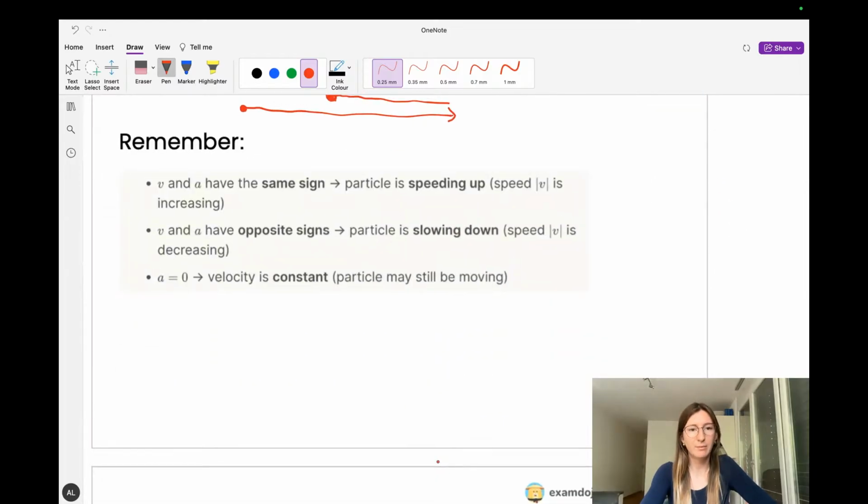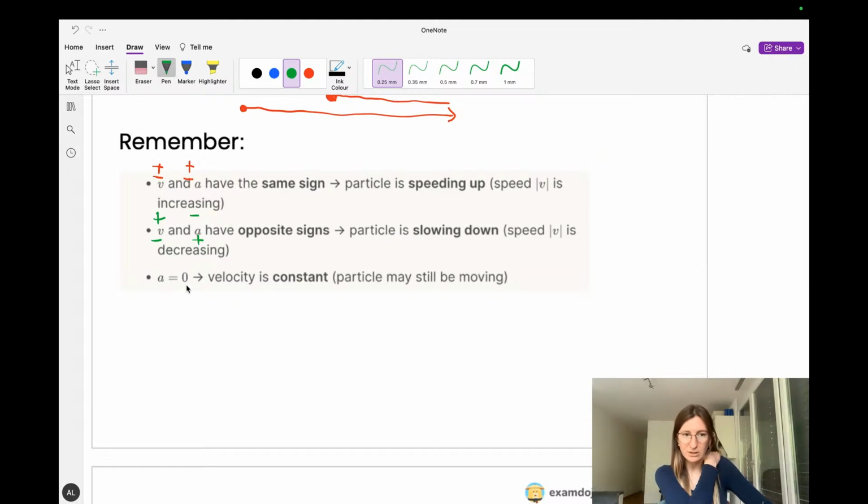Then some important things to remember. If the question asks, on what intervals is the particle speeding up, or is the particle speeding up or slowing down, you want to look at these things. If velocity and acceleration have the same sign, i.e. both positive or both negative, then it's speeding up. But if they have different signs, so one's positive and one's negative, or one's negative and one's positive, then the particle is slowing down.